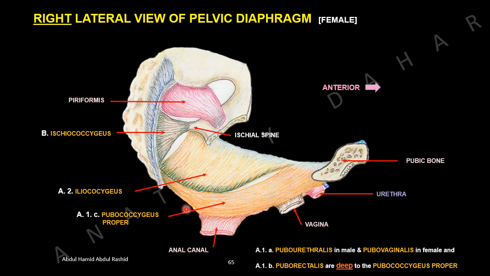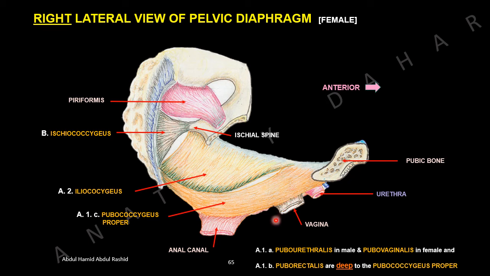pubococcygeus proper. Next is A2, iliococcygeus muscle. Next is the ischiococcygeus muscle. This muscle's outer surface is fibrous tissue called the sacrospinous ligament. So this is the piriformis muscle, which is not a muscle of the pelvic diaphragm.